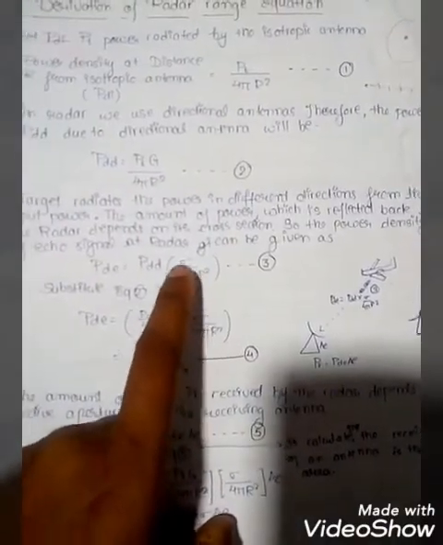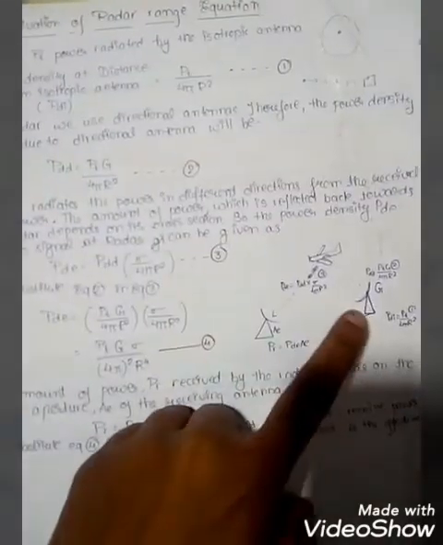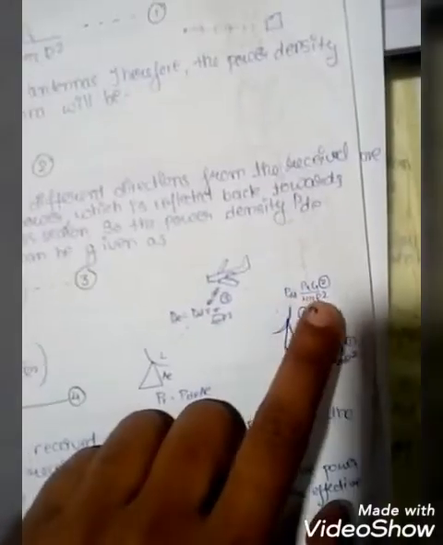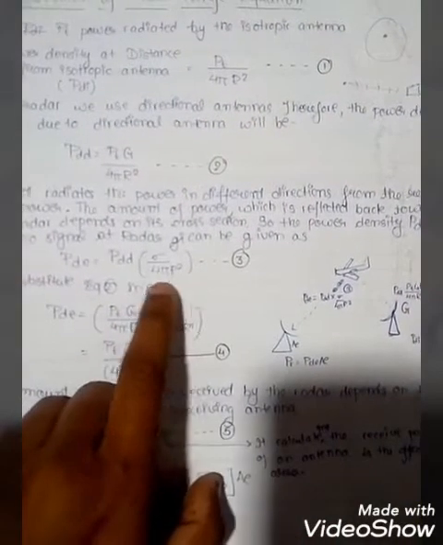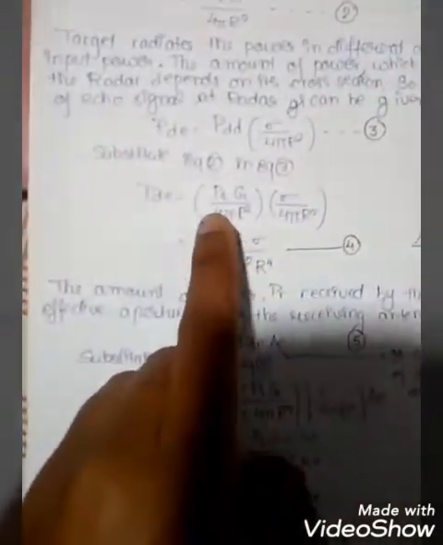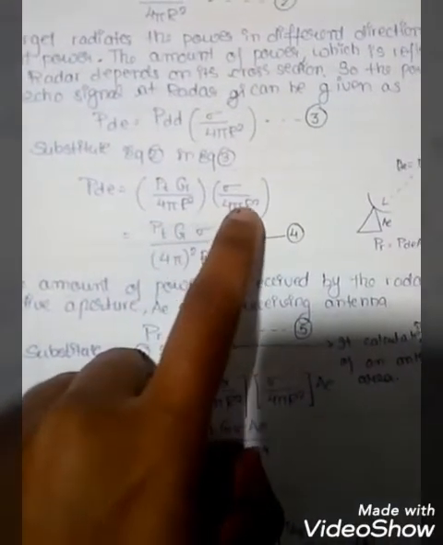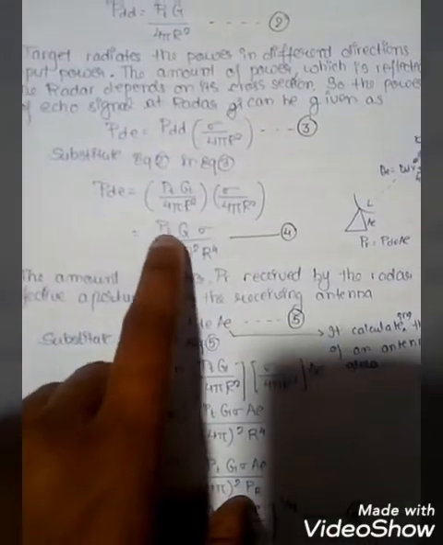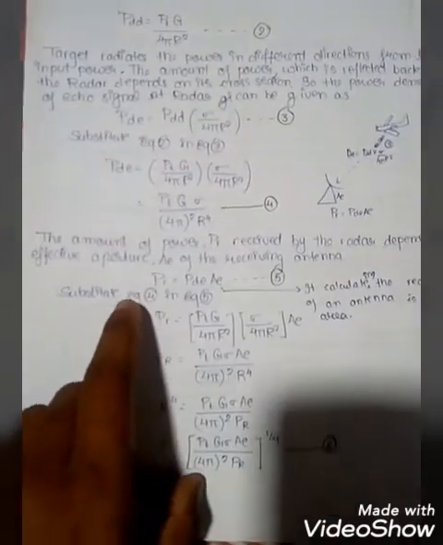So what we are going to do is multiply sigma upon 4 pi r square with our previous power, that is the power coming from the transmitting antenna, PT G upon 4 pi r square, is going to multiply with sigma upon 4 pi r square. So here I did it. PDE is equal to PT G upon 4 pi r square into sigma upon 4 pi r square. After simplification, we get PT G sigma upon (4 pi) square into r raised to 4.